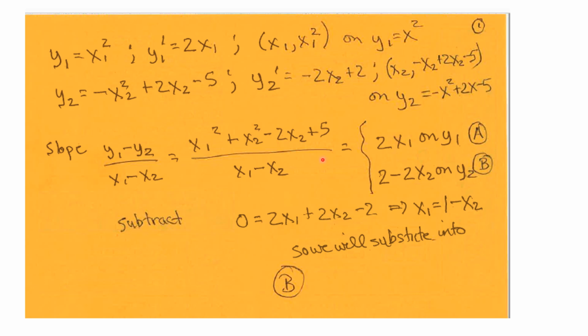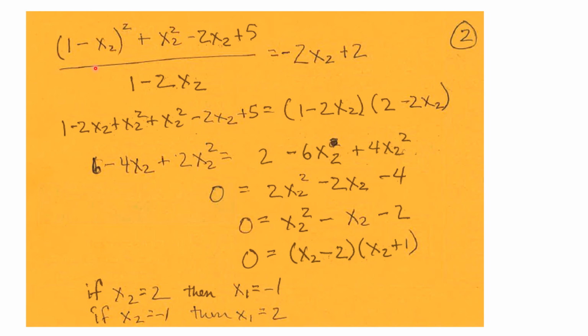If I subtract the 2, this will drop out. I have 0 is equal to 2x1 plus 2x2 minus 2. If you solve that, you get x1 is 1 minus x2. Hang on to that, but we're going to substitute this into the equation B. So we're going to substitute it over here and see what we get. So we're substituting that relationship for x1 and x2 into equation B.